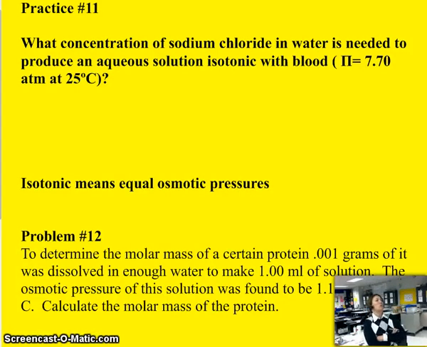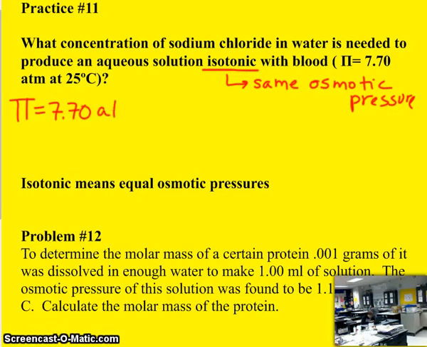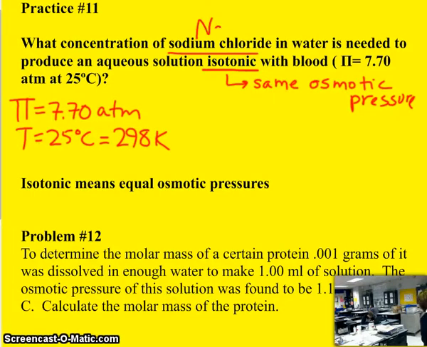What concentration of sodium chloride in water is needed to produce an aqueous solution isotonic with blood? Isotonic means same osmotic pressure. So the osmotic pressure of blood, the pi, if you will, is 7.70 atm. The temperature that we're at is 25 degrees Celsius, which is 298 Kelvin. And they want the concentration of sodium chloride.